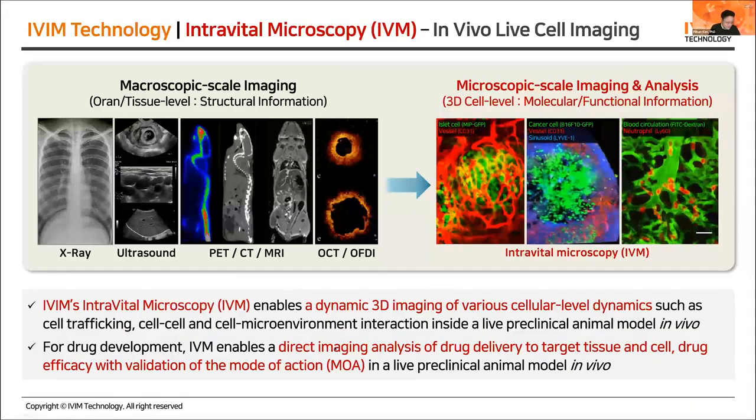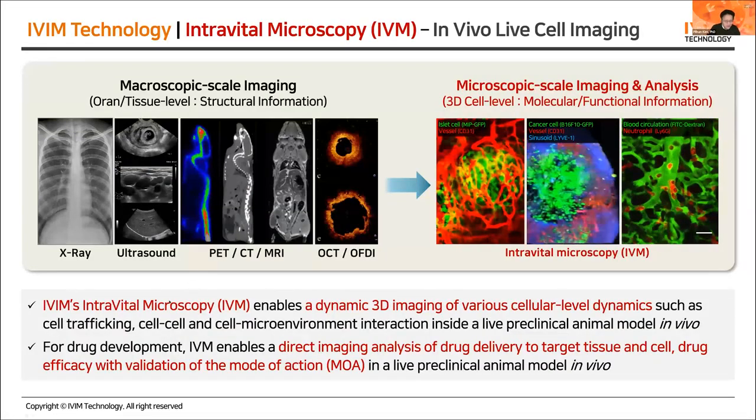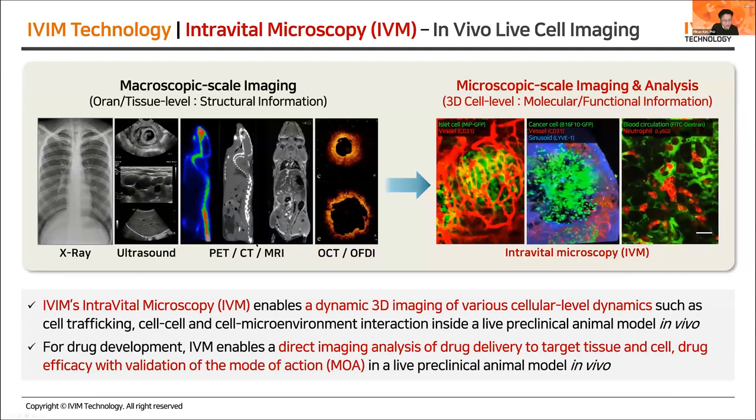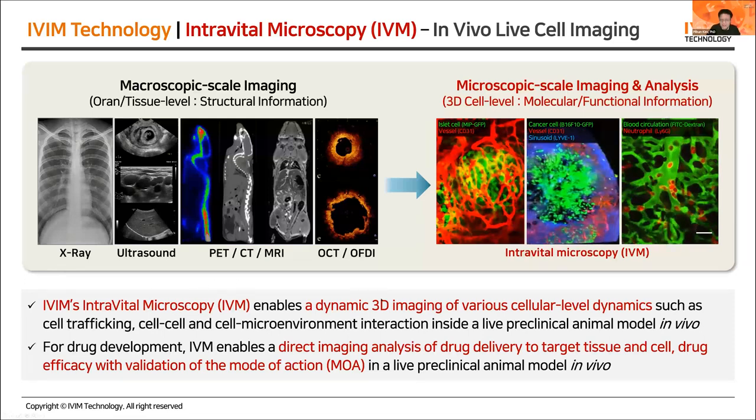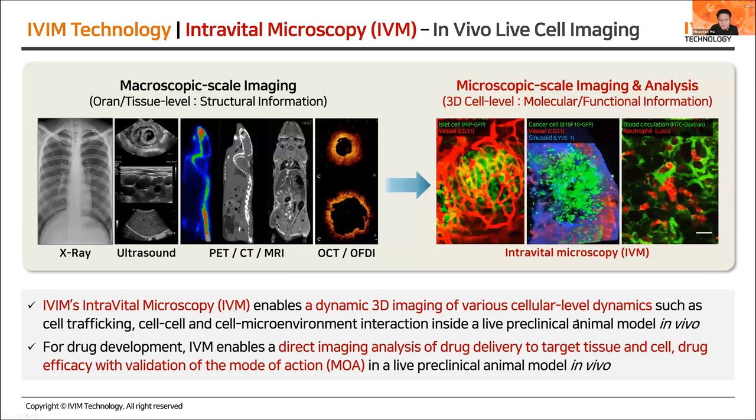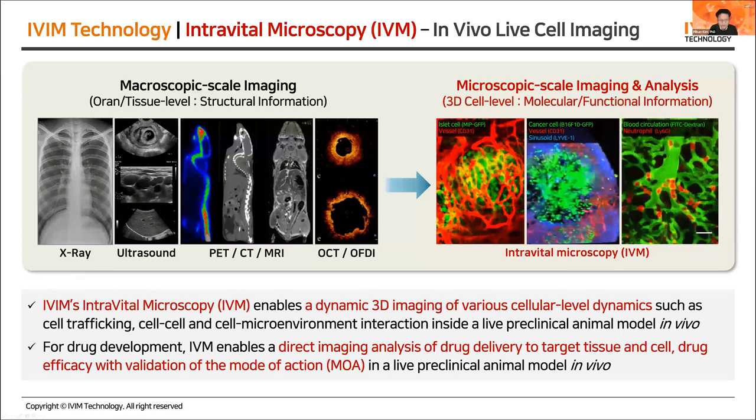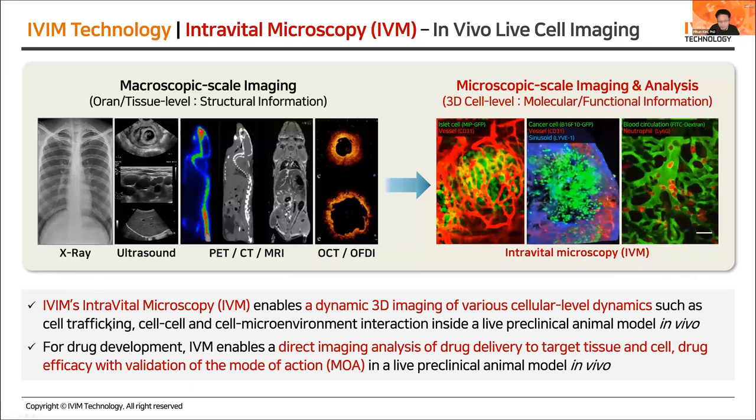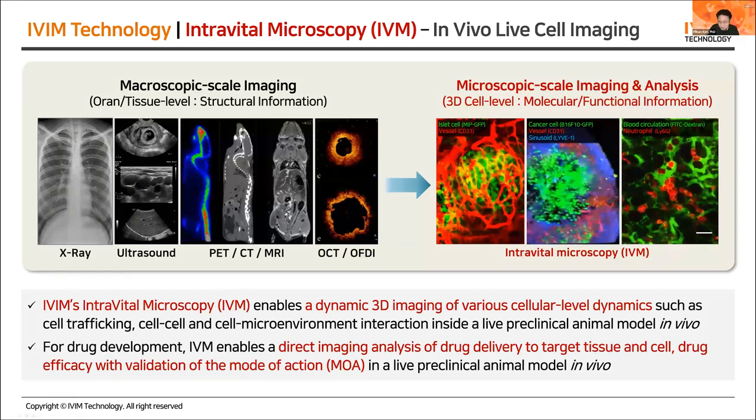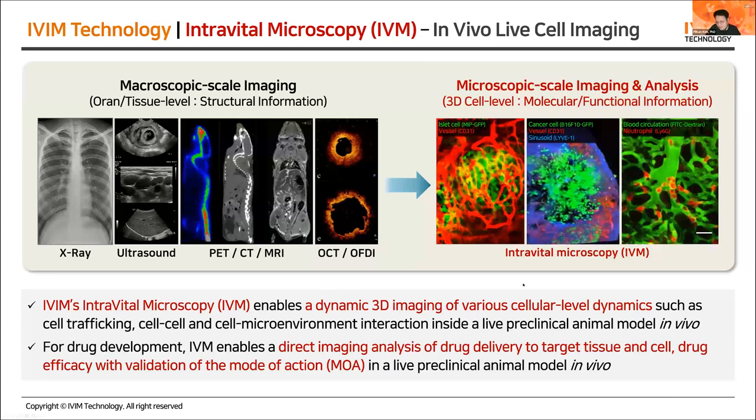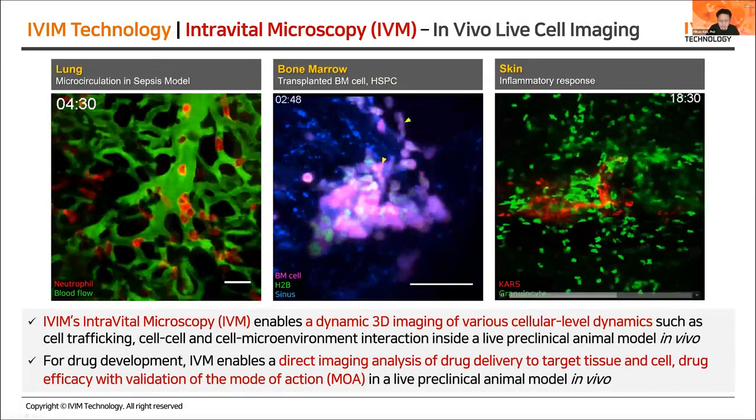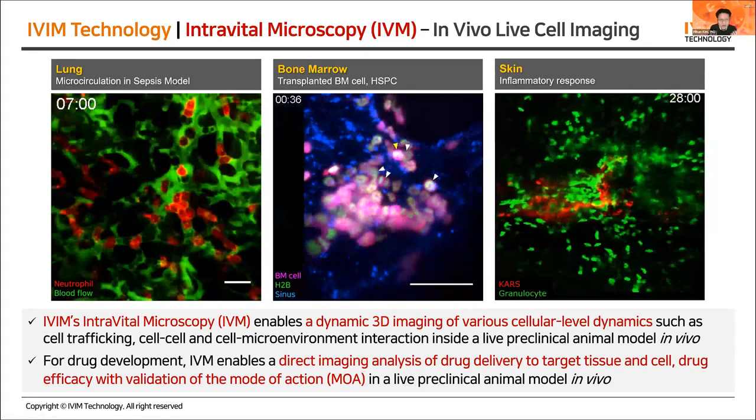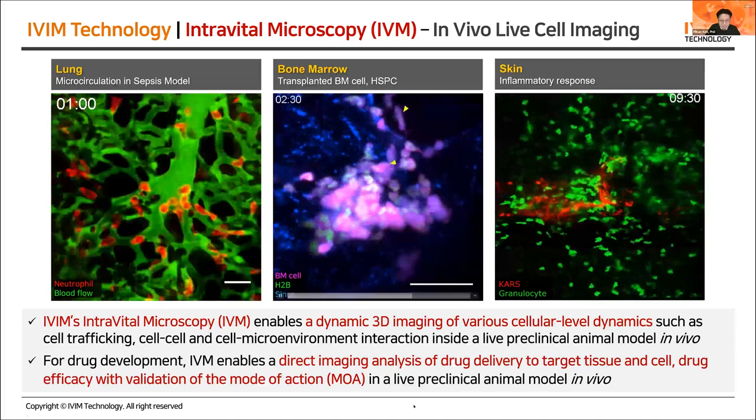Okay, that was just several examples. So the intravital microscopy, compared to this macroscopic scale imaging, enables a dynamic 3D imaging of various cellular level dynamics in a live mouse model. So we can monitor cell trafficking, basically cell movement, or cell to cell or cell to microenvironment interaction inside the live model. So these are the examples. So all this cell movement can be directly imaged by using intravital microscopy.